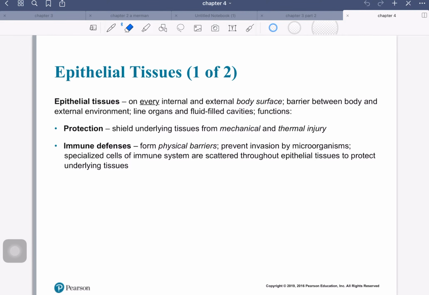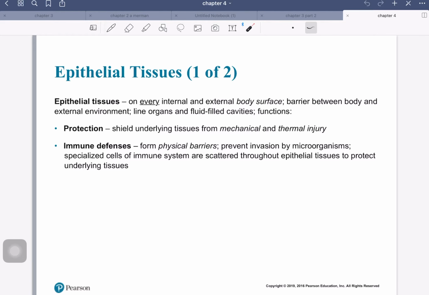Now, where do we find epithelial tissue? We really find it on internal and external body surfaces. And really, what's its job? It acts as a barrier between the inside of you and the outside of you, basically between the body and the external environment. So it lines organs. You find it in fluid-filled cavities. Your skin are examples. The lining of your oral cavity, your nasal cavity, your GI tract.